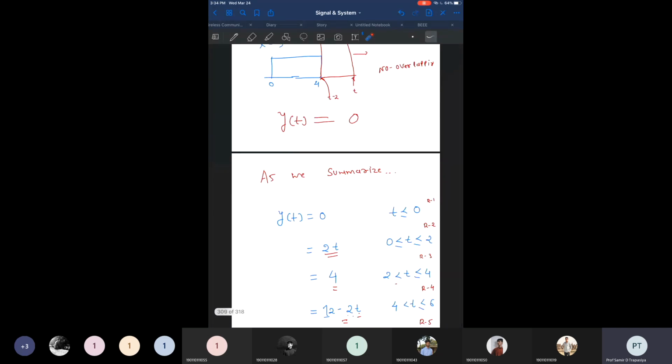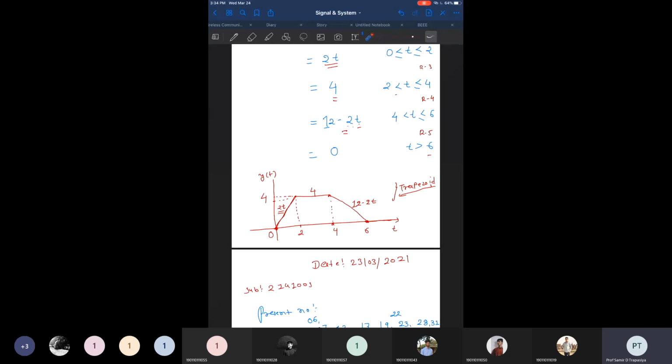So y of t exists as a 2t function from 0 to 2, and from 2 to 4 it holds a constant value of 4. For t from 4 to 6, it has the function 12 minus 2t, and after t equals 6, no y of t exists. So this part we have already covered.